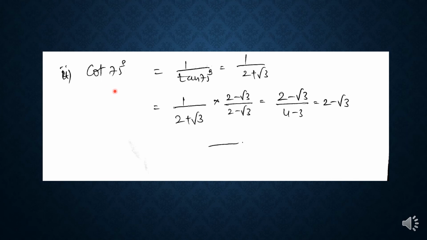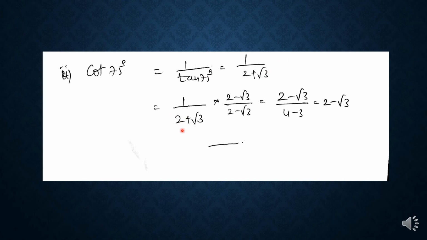Now the cot 75 degrees can be written in cot of a plus b form. What is cot of a plus b? Cot a cot b minus 1 by cot a plus cot b. Or, we already know that tan 75 degrees is 2 plus root 3. By using this value also we can evaluate cot 75 degrees. We know that cot theta is equal to 1 by tan theta. So cot 75 is equal to 1 by tan 75, that is equal to 1 by 2 plus root 3.